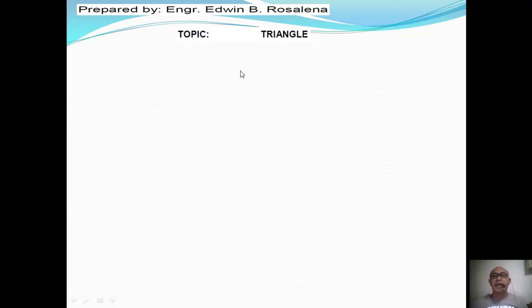Okay. So next topic, we have triangles. Although in trigonometry we have discussed triangles already, that was about the relationship of the parts and the application. Now here in geometry, our discussion on triangles still involves the relationship of the parts, but mostly we have the properties and the computation of the area.